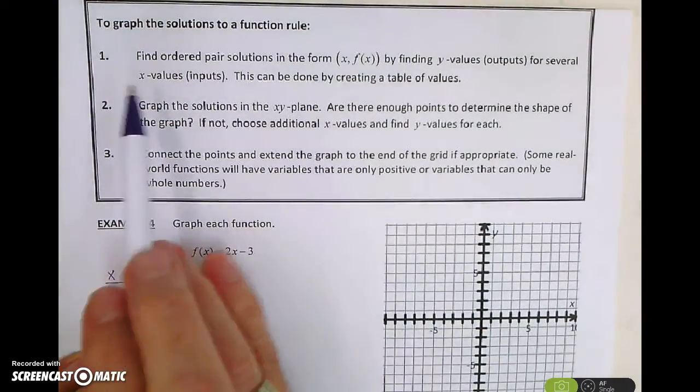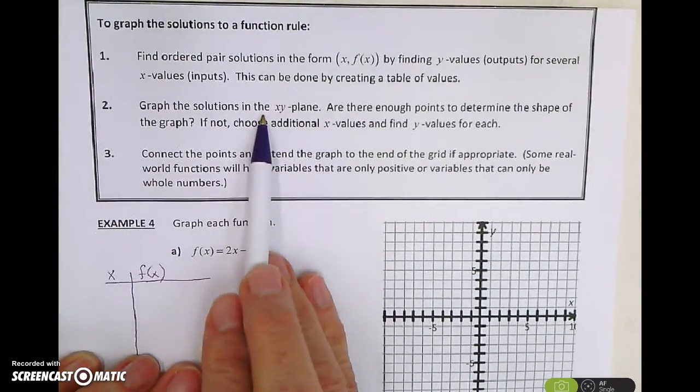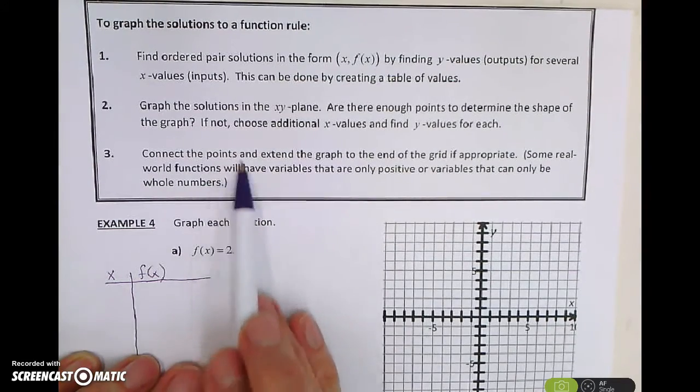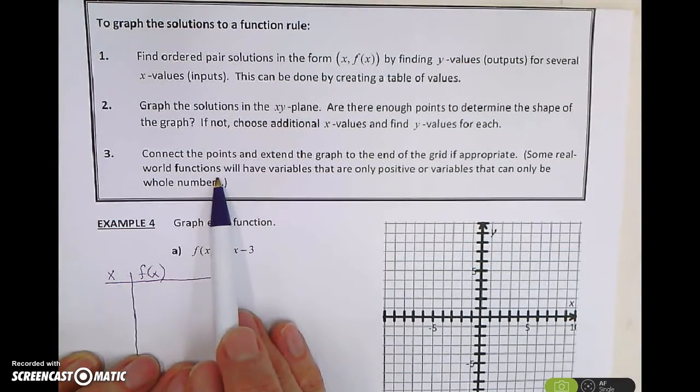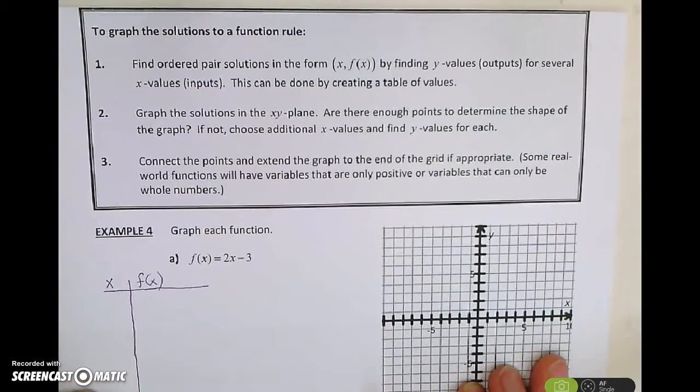So to do that, we're going to find ordered pairs, graph them, and connect them. You have to use a little bit of common sense in making a decision. Do I have enough points plotted that I can determine the shape of the graph? And as you go through your study of math, you will find clues to when you have that graph correctly or not. We're going to begin our study right now.